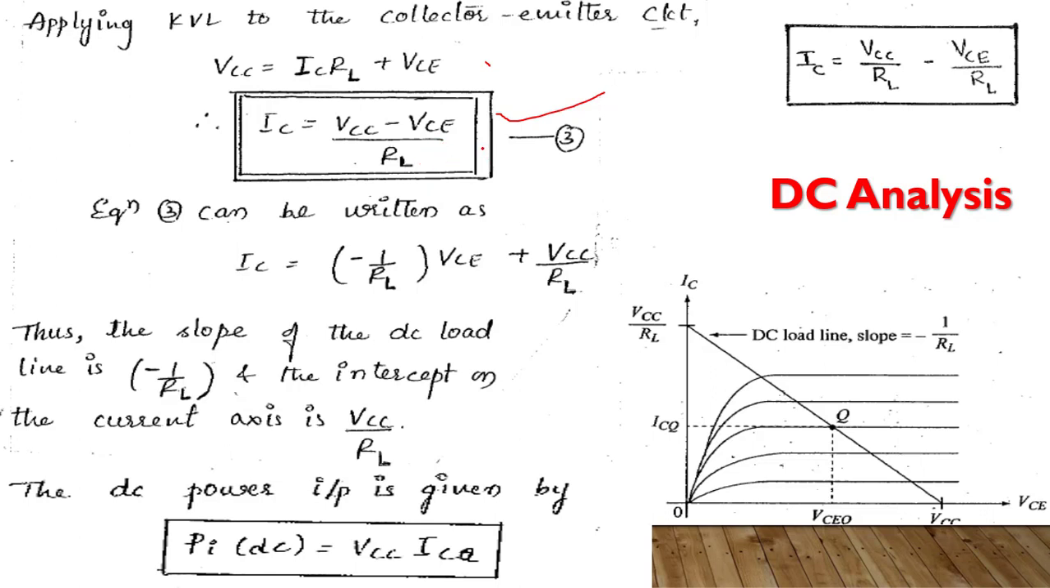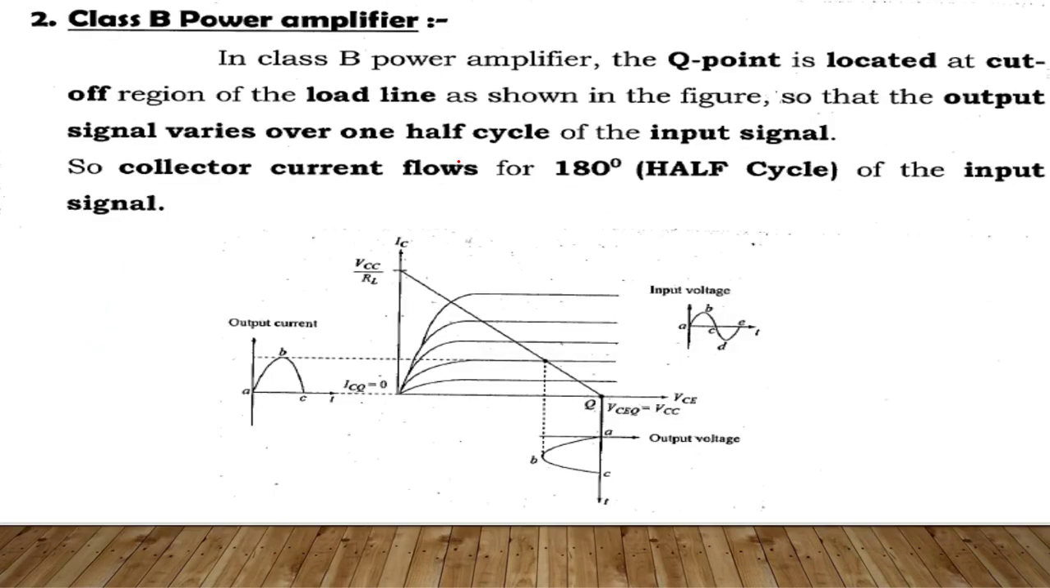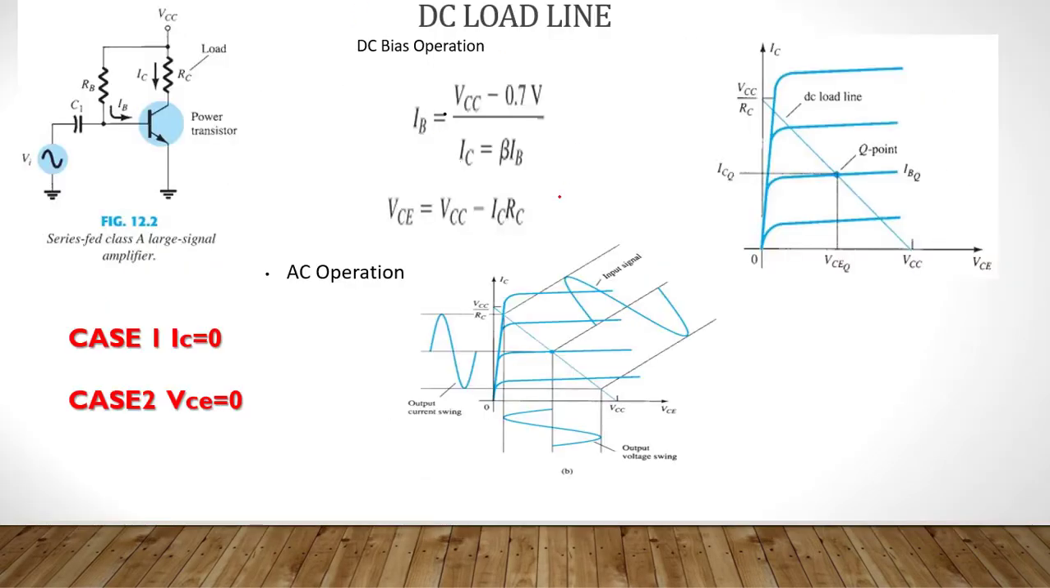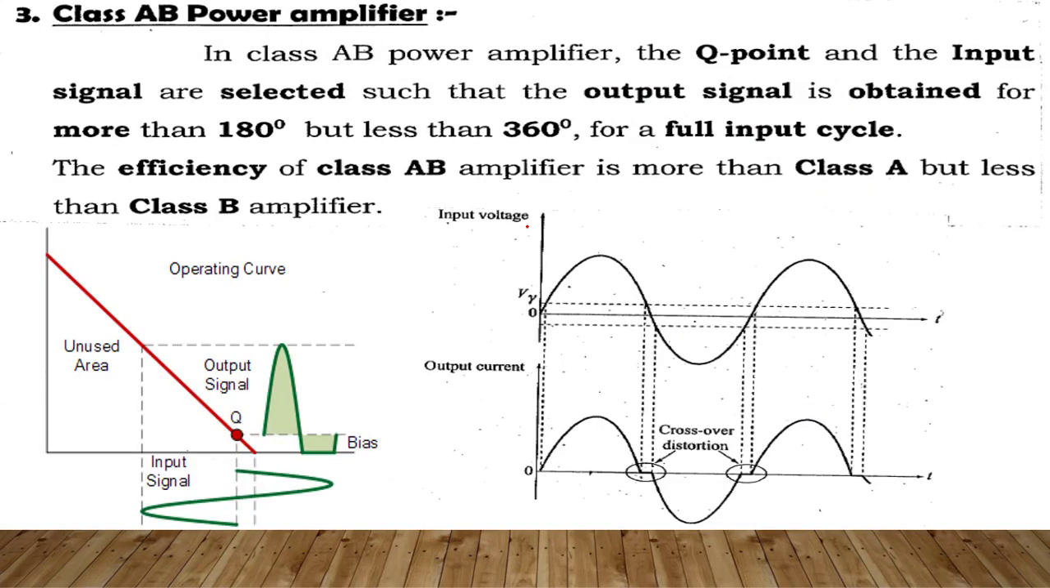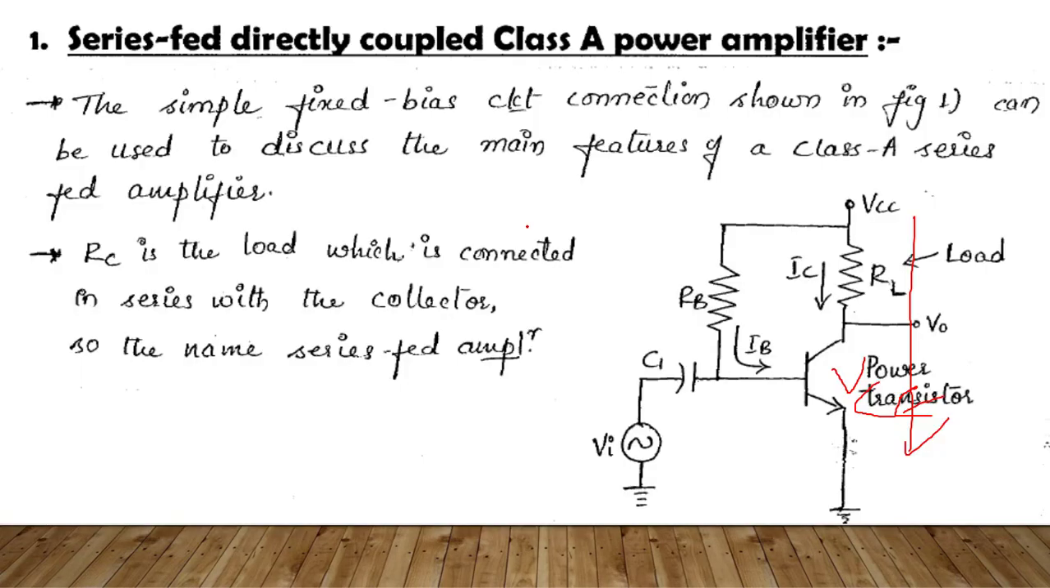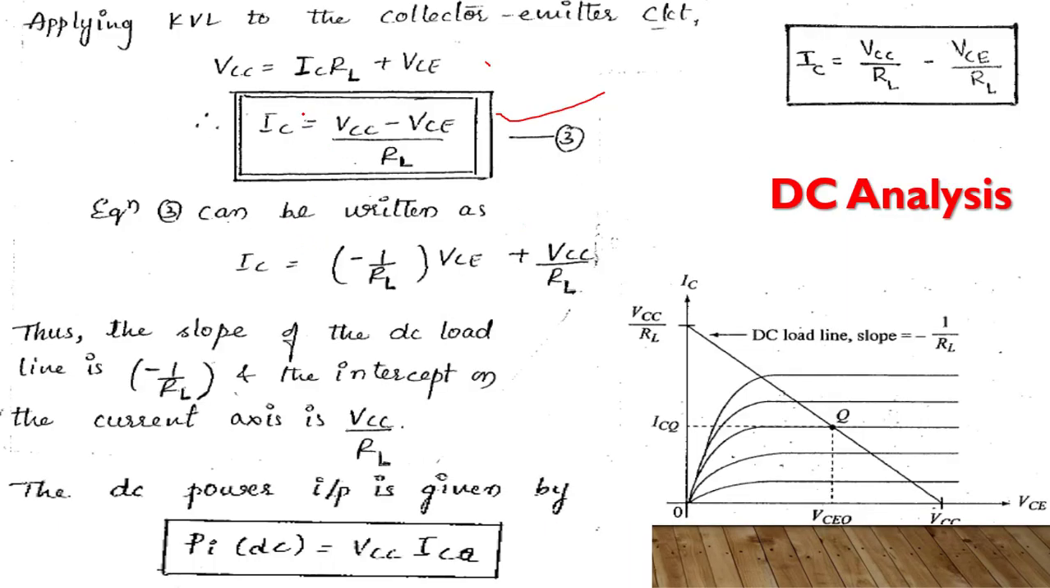Already we know much about this circuit. In the first slide I also explained the same circuit, for your understanding, and this is the equation you got. The same equation I am getting here, nothing new. IC is equal to VCC minus VCE divided by RL. From the KVL we got this equation, and from it this is IC.